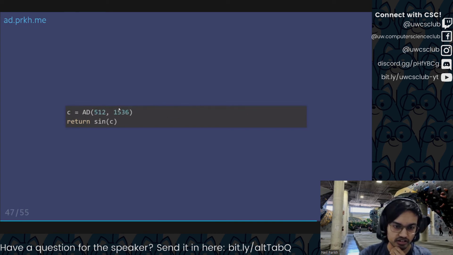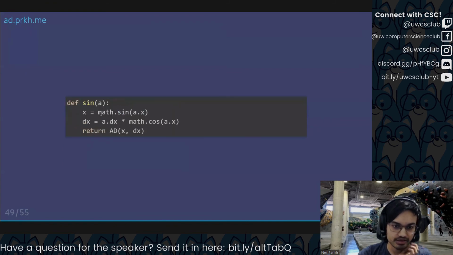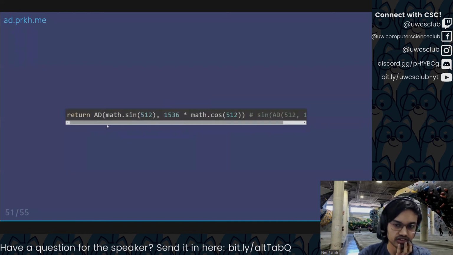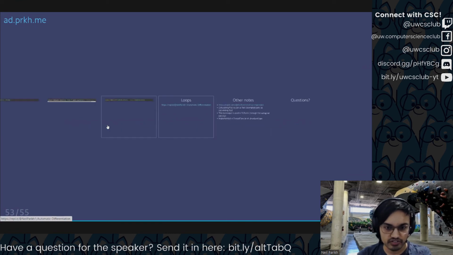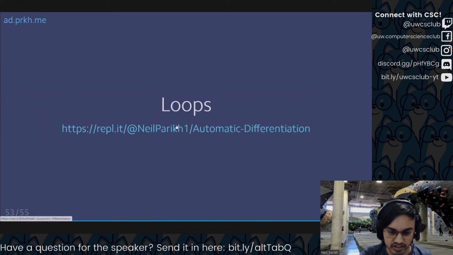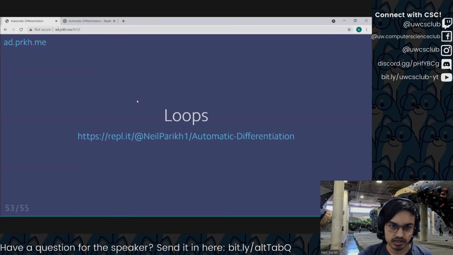Bring that in. Sine, exact same thing. Calculate the values. I'm doing math.sin because I want to do actual sine, not my custom version. And the derivative is you calculate cos. The derivative of sine is cos, and then you have to apply the chain rule here. So you have the chain rule here, and that's that.